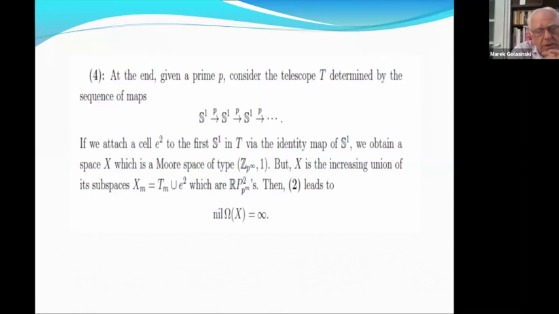Okay, and then we can show that this space is a union of subspaces X_m. And this X_m is RP^2 of Z_p, which was used in the first example. Then from this we deduce that the nilpotency class of this RP^2, this generalization of real projective space, is infinite. So from this we deduce that the nilpotency class of the loop space of this Moore space of type Z_p infinity, 1 is infinite.